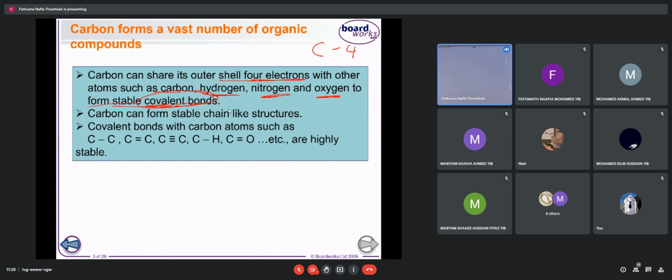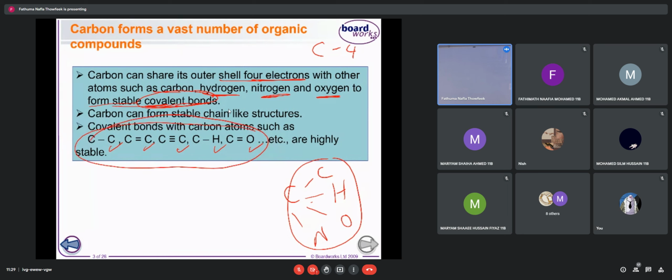stable covalent compounds. Carbon can make bonds with carbon, with hydrogen, with oxygen, with nitrogen, and these are stable bonds. Carbon can form stable chain-like structures, covalent bonds with carbon atoms, such as carbon-carbon single bond, carbon-carbon double bond, carbon-carbon triple bond, carbon-hydrogen single bond, carbon double bond oxygen. These kinds of bonds you will see in organic compounds, and those bonds are very stable.